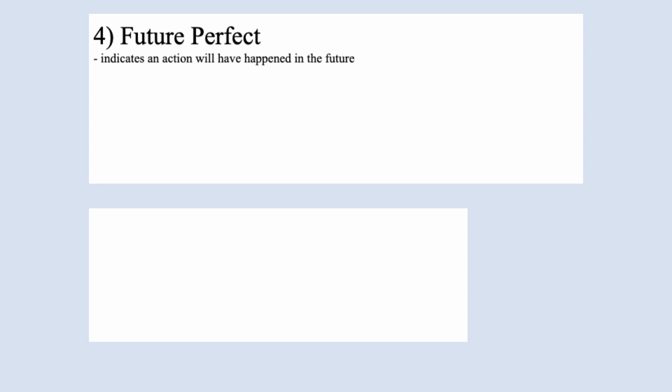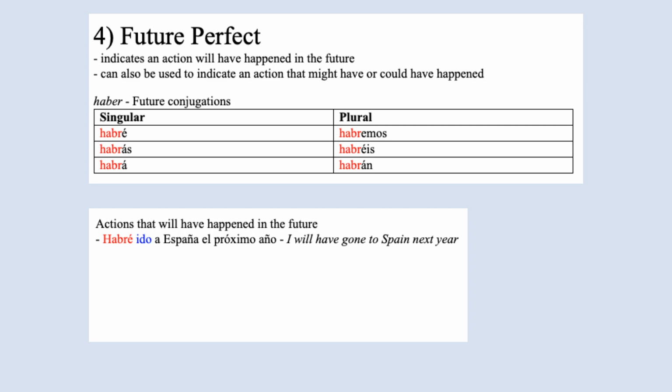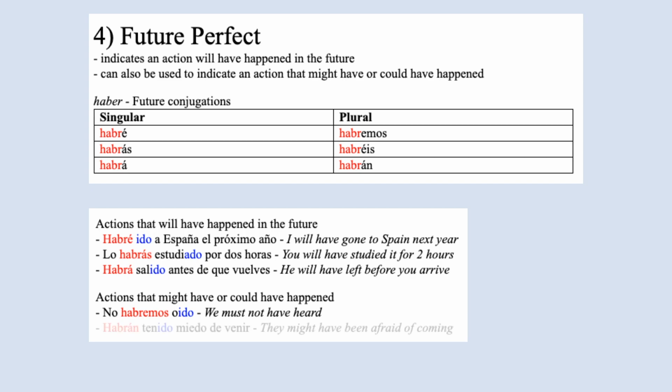The future perfect indicates an action will have happened in the future, and it can also be used to indicate an action that might have or could have happened. Habré ido a España el próximo año. Lo habrás estudiado por 2 horas. Habrás salido antes de que vuelvas. No habremos oído. Habrán tenido miedo de venir.